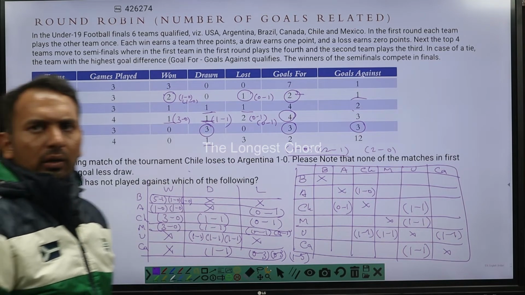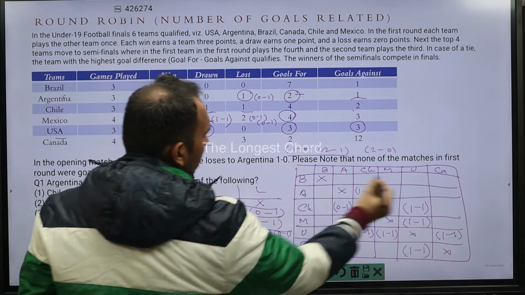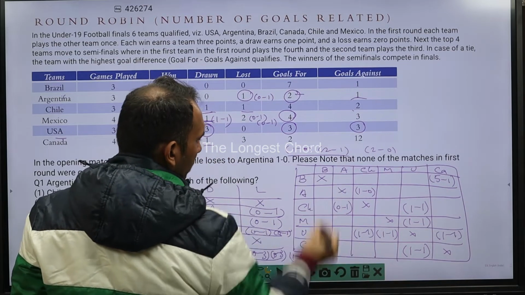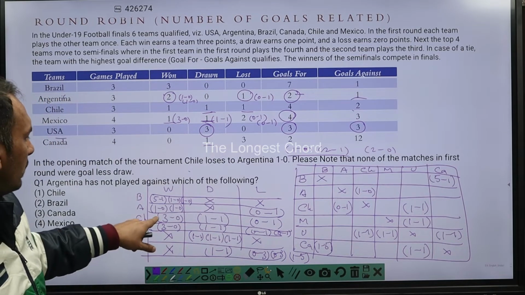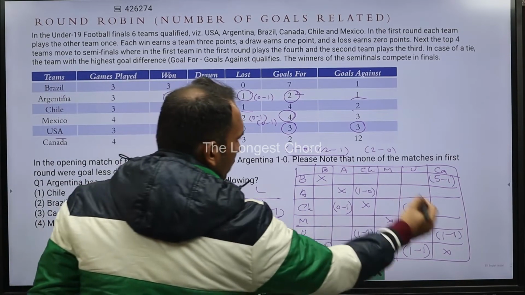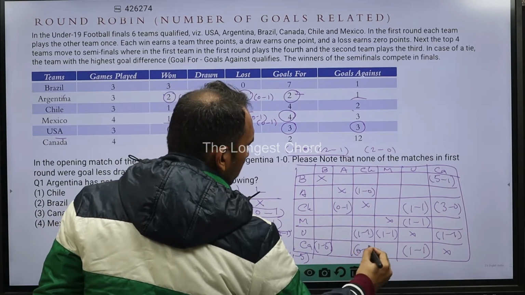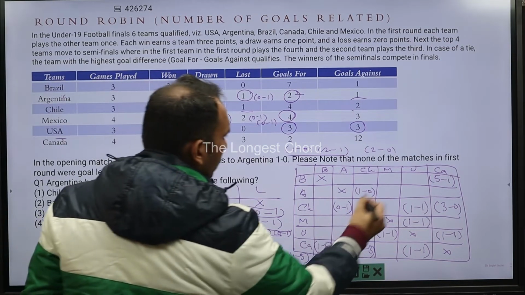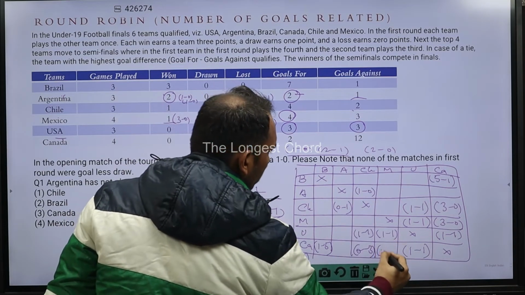So now we can just arrange the data. 5-1, definitely it is beating Canada, so we can say Brazil is beating Canada 5-1, or you can say that Canada is getting beaten by Brazil 1-5. Chile is definitely beating Canada 3-0, so we can put 3-0 here, or we can say Canada is getting beaten by Chile 0-3. Mexico is beating Canada 3-0, or we can say Canada is getting beaten by Mexico 0-3.